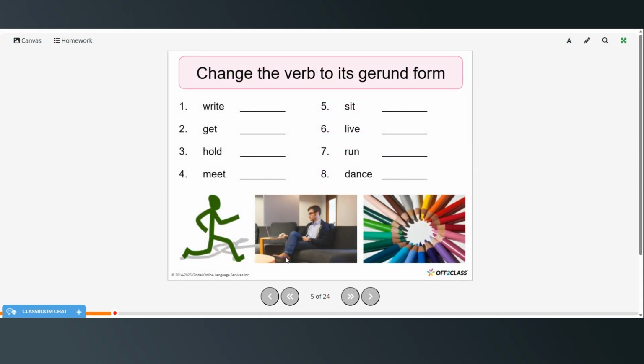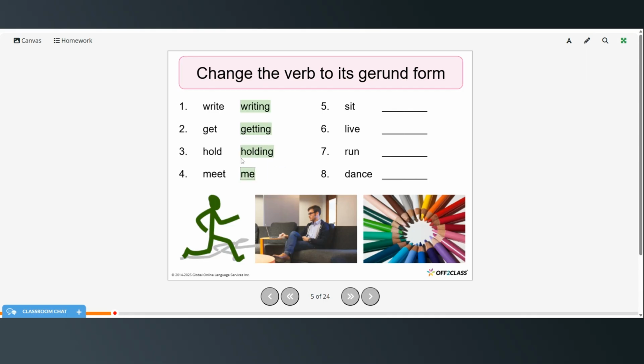So see if you can write the verb in its gerund form. You can pause the video, try these on your own, and then restart when you're ready to check your answers. So write becomes writing. We drop the E. Get becomes getting. We put the double T. Hold is holding.